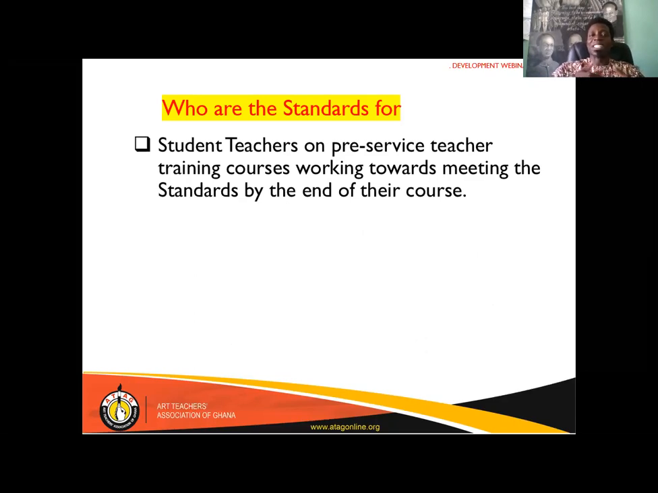And the standards were also made to help student teachers on pre-service courses who are working towards meeting the standards and finishing school to be properly trained. So, student teachers on pre-service teacher training courses are working towards meeting the standard by the end of their course. So that is who it is made for. Here we are looking at who the standard is made for. Remember, we have indicated that the standard is made for all teachers. But now we are going to specify the category of teachers the standard is made for. So the question is, who are the standards for?